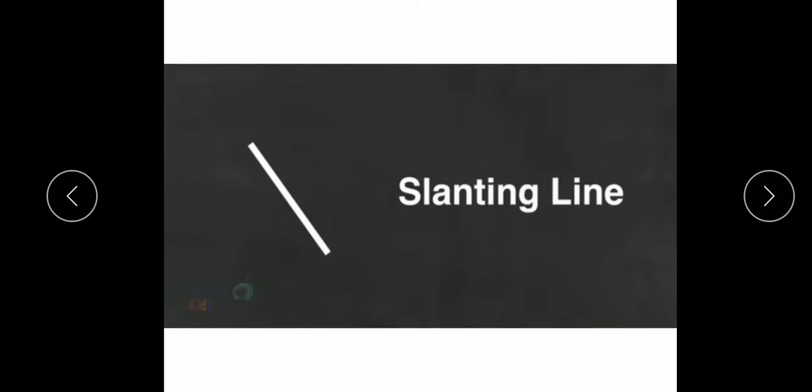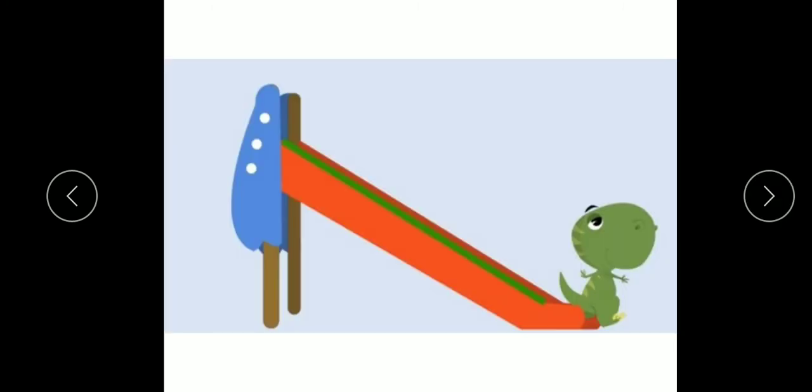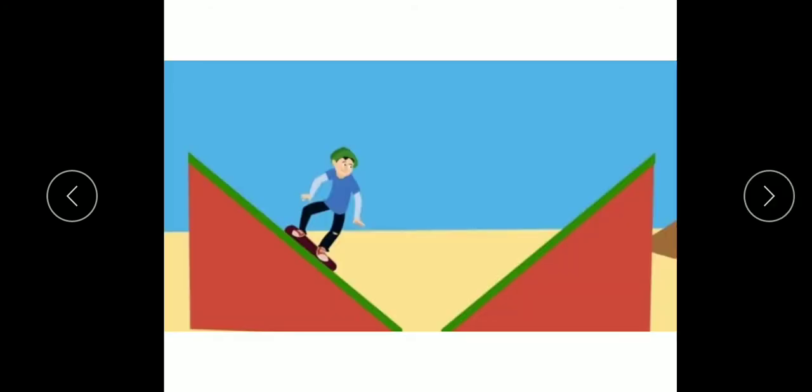Now next is slanting line. See children, this is your slanting line. Lines are slanting if they don't go straight across or straight up. They look like a slope. So this is your slanting line. See some examples of slanting line. This is your slide. This is an example of slanting line. This is your skateboard. This is also an example of slanting line.